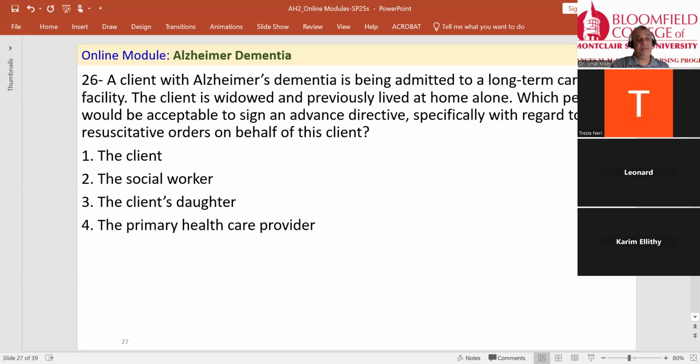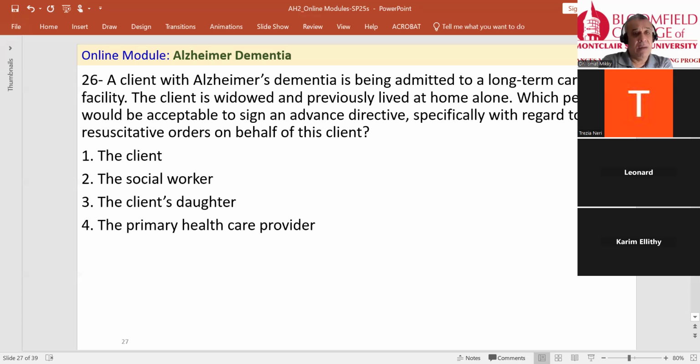26. A client with Alzheimer's dementia is being admitted to a long-term care facility. The client is widowed and previously lived at home alone. Which person would be acceptable to sign an advanced directive specifically with regard to resuscitative orders on behalf of the client? Legally, which one would be able to sign advanced directives, especially for the code status, right?